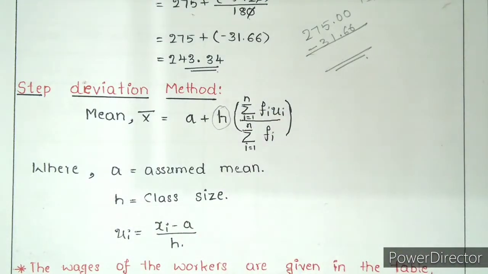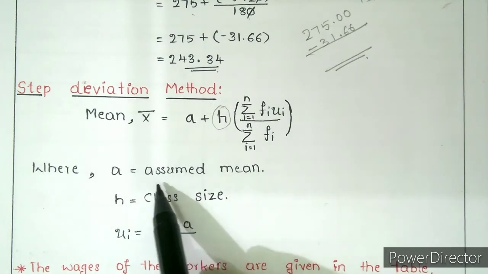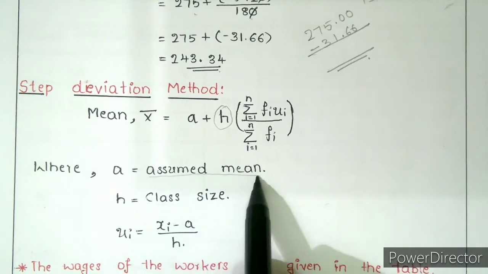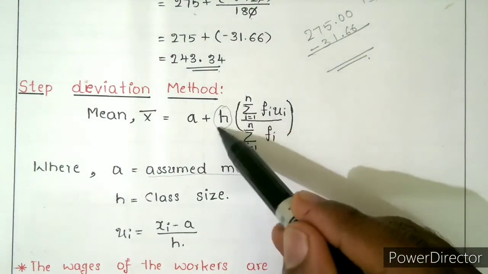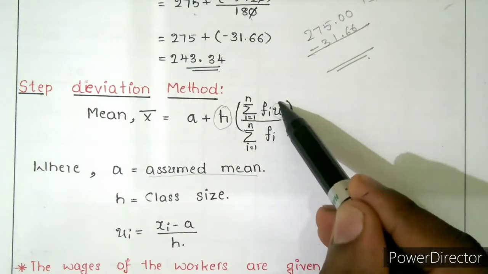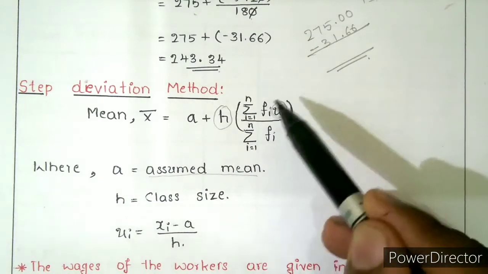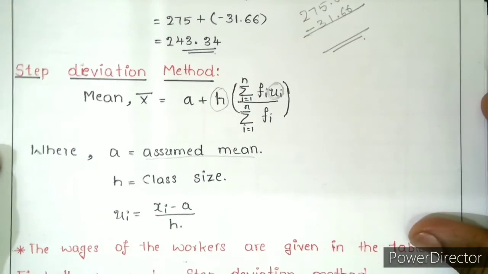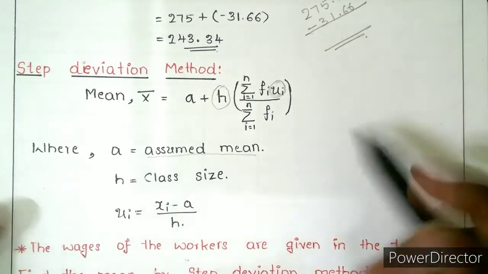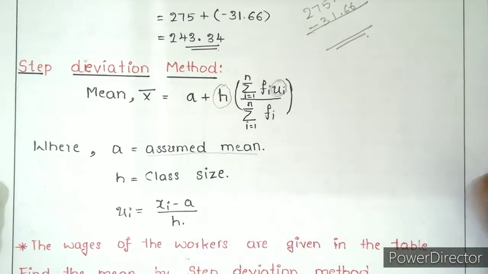Here h is the class size, and a is the assumed mean, which you know from the last method. And ui is equal to xi minus a, divided by h. So when h is included, there is a certain difference in ui: ui equals xi minus a divided by h. Now you see the application, then you will know the formula very well.